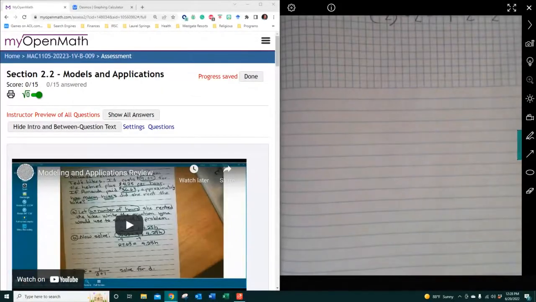All right, now this recording is set up for lesson 2.2, section 2.2, models and applications. A lot of students are troubled by applications, word problems. It's just a matter of associating what information you need and what operations you want to really go after. So there's two things: what pertinent information you need, and what operations you're going to use.